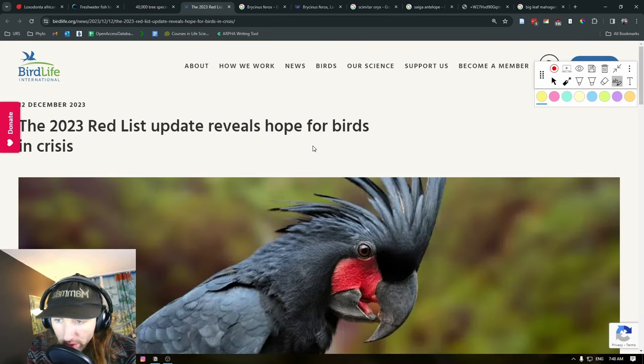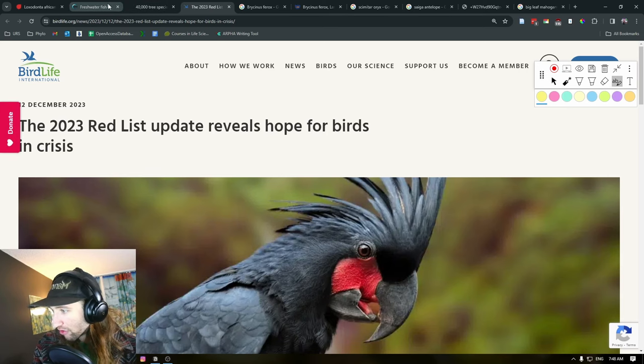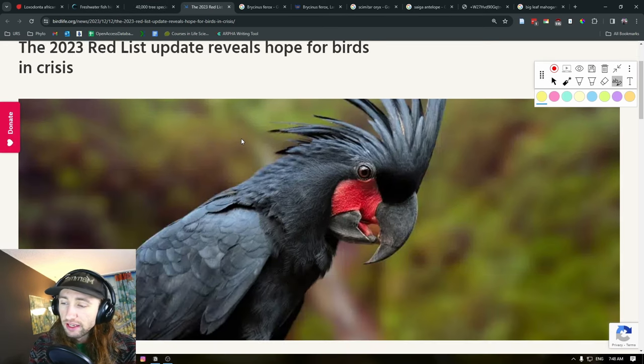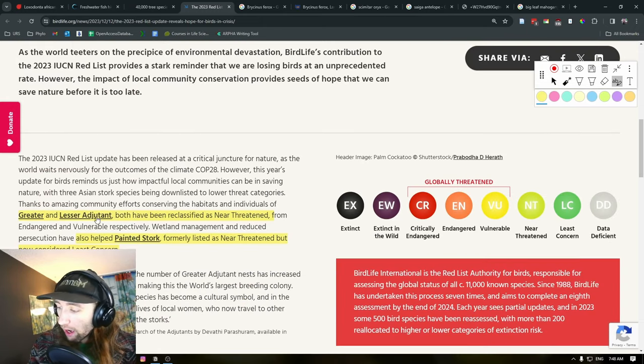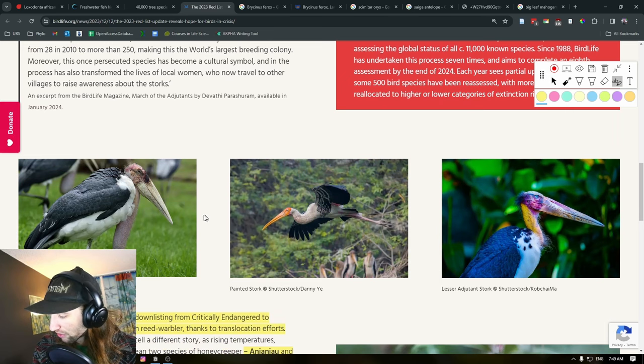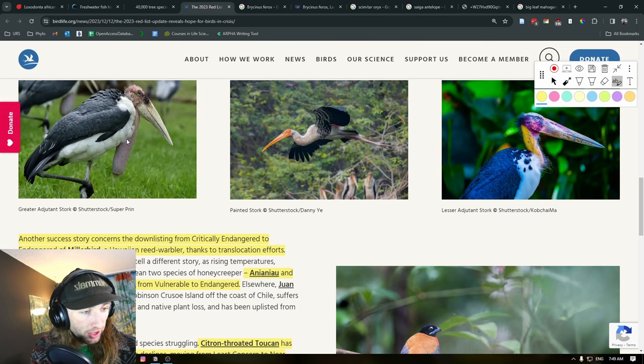And then one last section. This wasn't included on the original article, but I did find that they did update it for birds as well. So we did find that some taxa that were threatened have been reclassified as near threatened. So those are the greater and lesser adjutants, which would be these storks here. So on the left-hand side is the greater adjutant stork. On the right-hand side is the lesser adjutant stork.